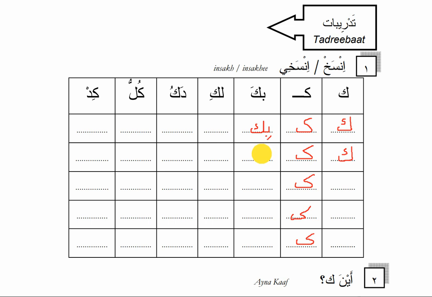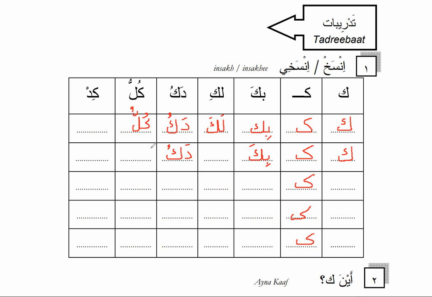Ba and kaf. It's written on the line. Bika. Then lam and kaf. Laka. Then dal and kaf. It's a non-connector, so it's written separately. The ku, dal and kaf. The ku. Kullu.